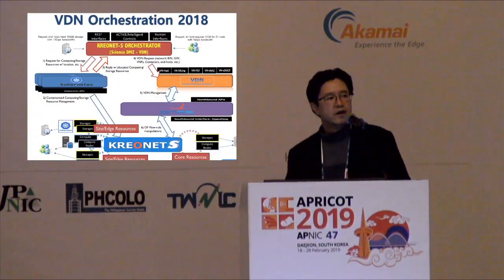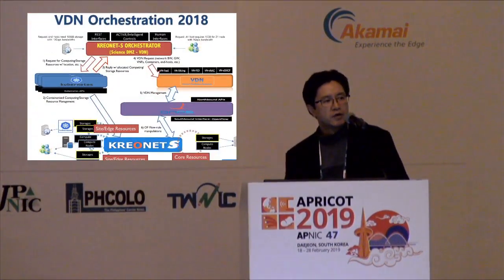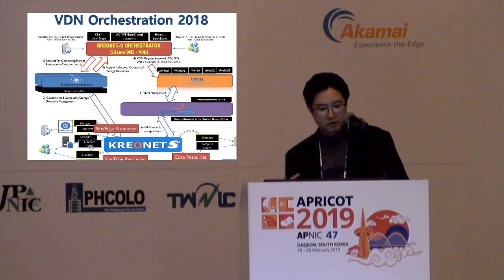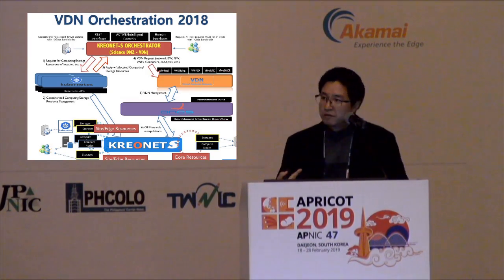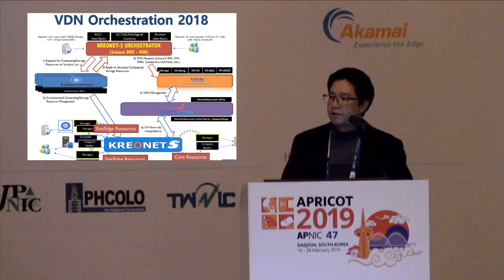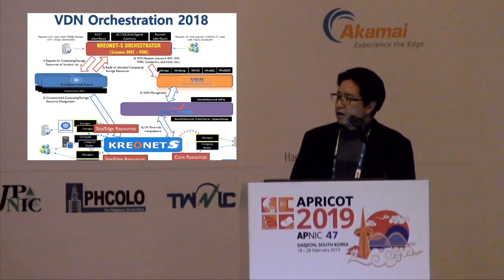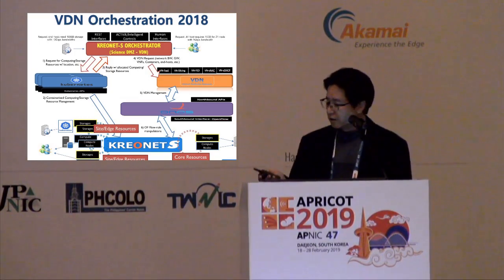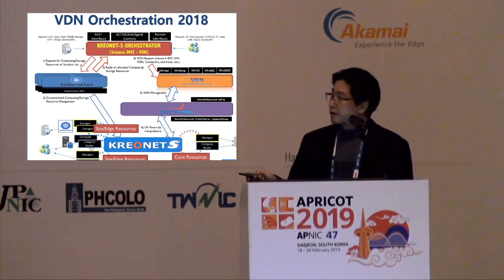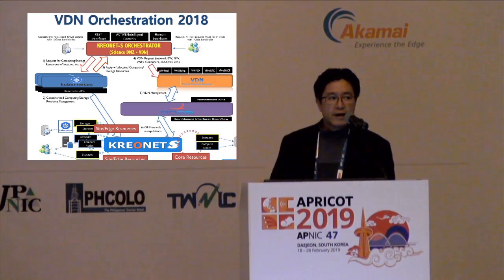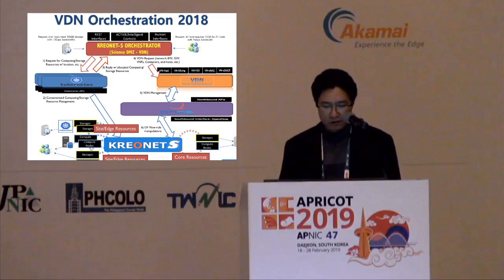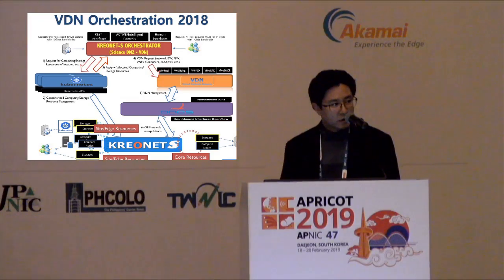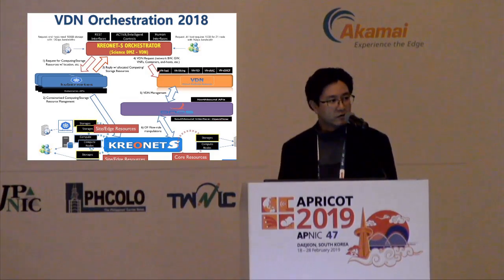And the VDN, the virtual dedicated network, can also be automatically and intelligently integrated with Kubernetes-based containerized service resources. The recently implemented VDNO, the VDN Orchestrator application, can control and manage the virtual networking resources and containerized computing and storage resources all together with the ONOS, Kubernetes, and KreonetS infrastructure.